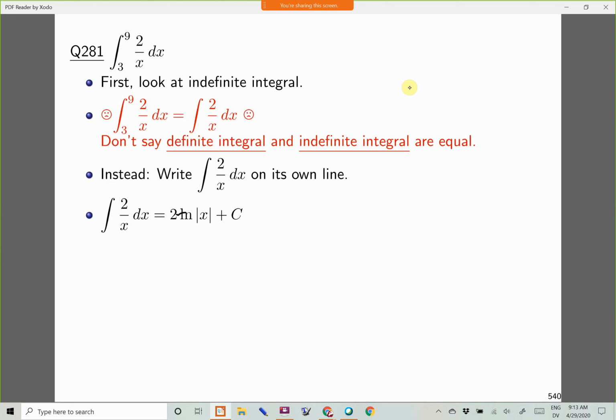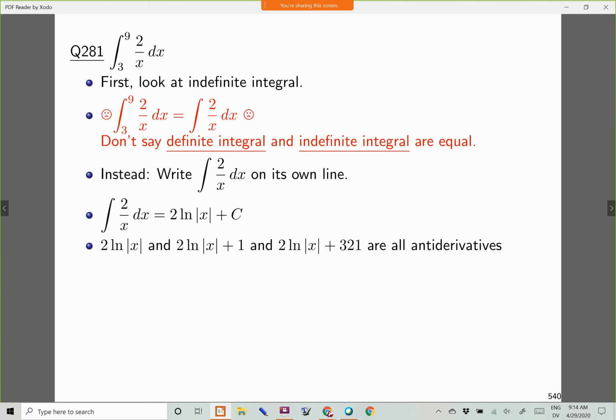So shown here are all the antiderivatives, in a sense, right? If you plug in c as 1, or plug in c as 2, or plug in c. Here's some examples. Plugging in c as 0, you have 2 ln of absolute value of x. Plugging in c as 1, you have 2 ln of absolute value of x plus 1. Plugging in c as 3, 2, 1.